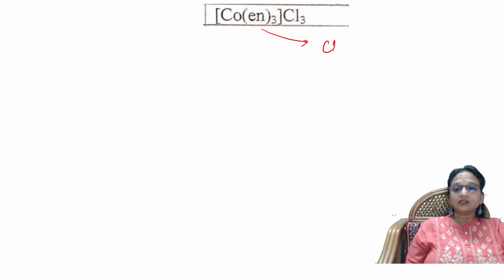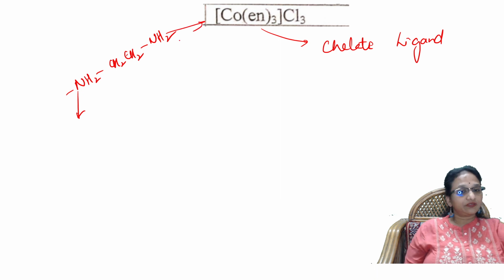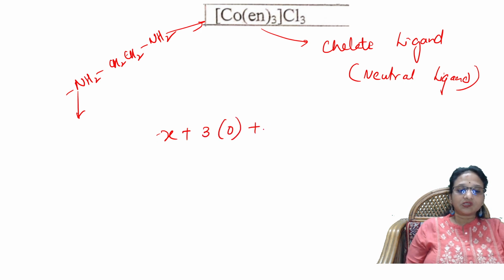So this is a chelate ligand. Chelate means bridging ligand. Here in ethylenediamine, how many sites are there? Basically, it is NH2, CH2, CH2, NH2. So two sites are there. This is one site of attack, this is one more site of attack. Though it is chelate, it is a neutral ligand, so charge is 0. X plus 3 into 0 plus 3 into -1 is equal to 0. X is equal to +3.